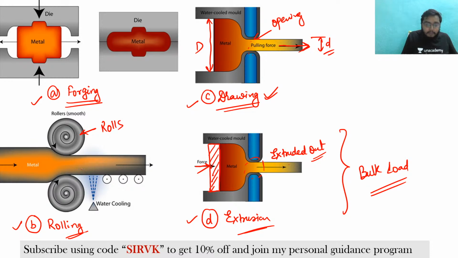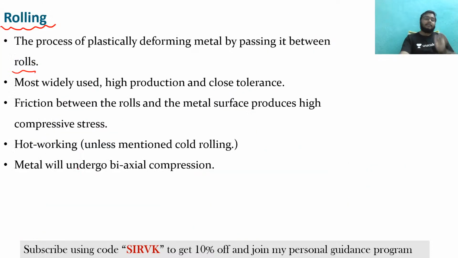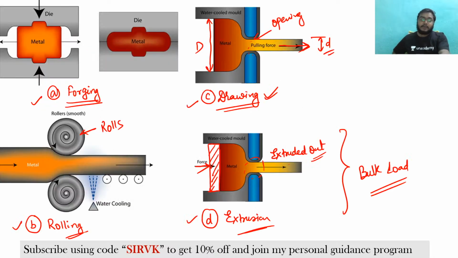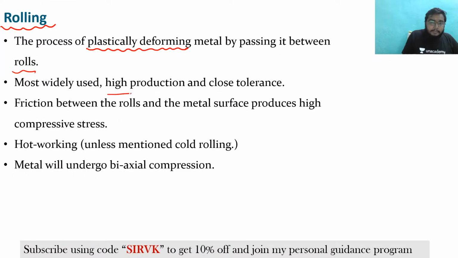I told you in yesterday's class the meaning of plastic deformation and elastic deformation. I hope you understand the meaning of plastically deforming. That means after reaching more than the yield point, it gets deformed, and whenever you remove the force, it is not going to return to its original configuration. That is the meaning of plastic deformation. Fine. It is mostly used for high production and close tolerance. Friction between the rolls and the metal surface produces high compressive stress.